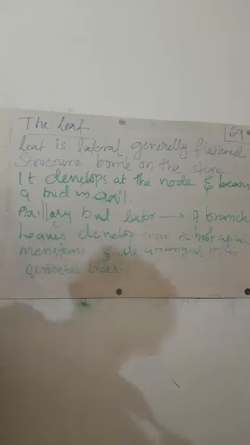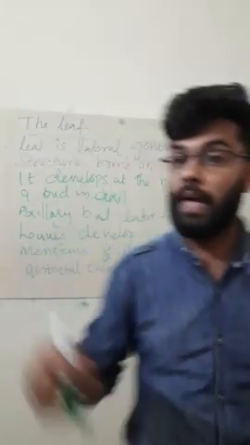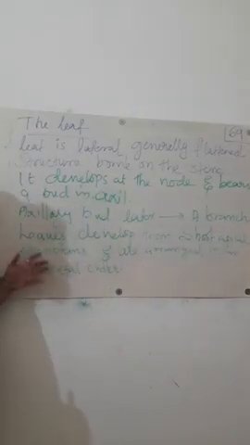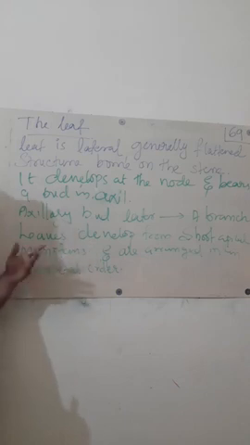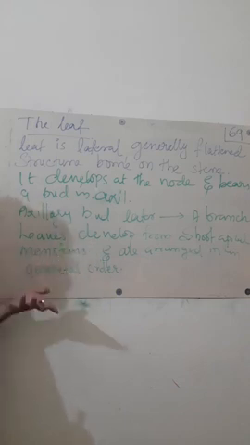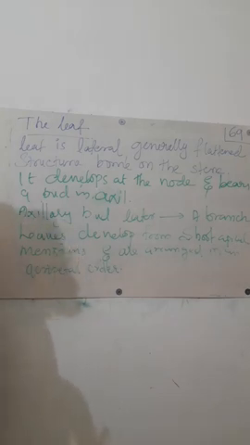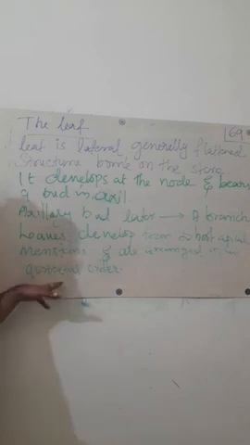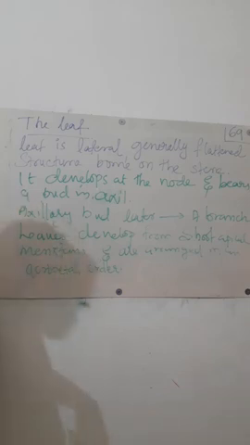So what we have said about the leaf is that it is a lateral, generally flattened structure borne on the stem. It develops at the node and bears a bud in its axil. The axillary bud later develops into a branch. Leaves originate from shoot apical meristems and are arranged in an acropetal order. They are the most important vegetative organs for photosynthesis. Now you write this.